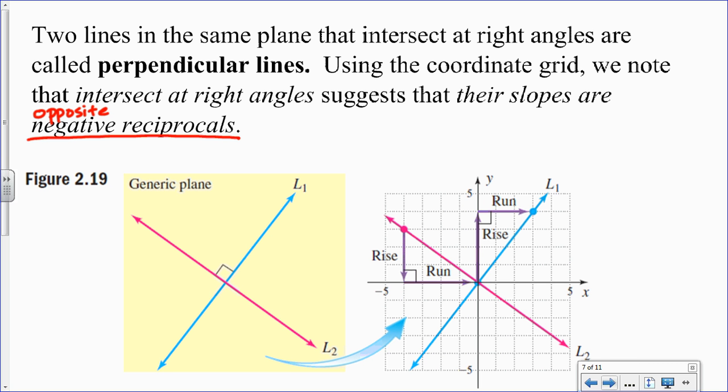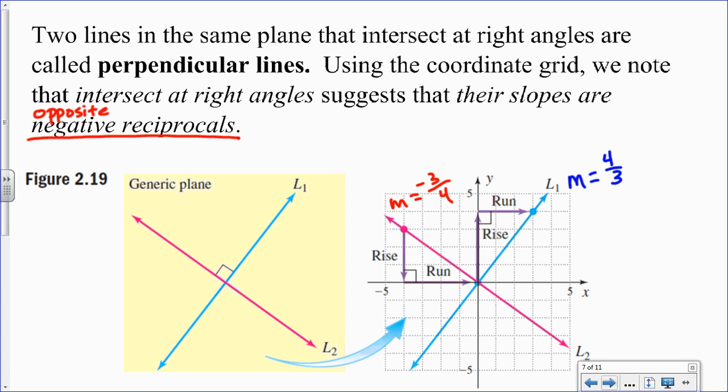So if I compare their graphs on the coordinate plane, line 1, the blue, the slope is 1, 2, 3, 4, positive 4 over 1, 2, 3, positive 3. Line 2, so I'm going down 3, that means negative 3, and 1, 2, 3, 4, right 4, positive 4. So opposite reciprocals.